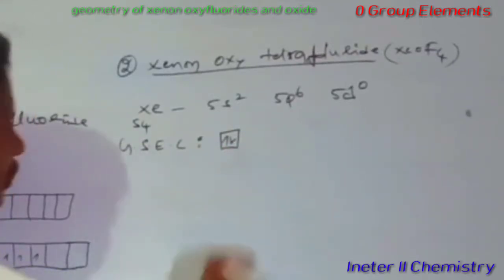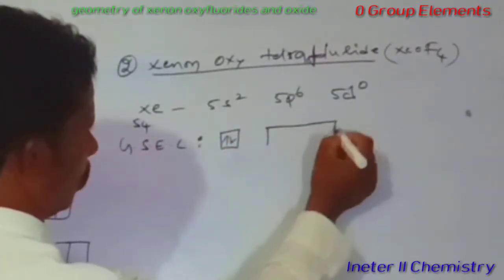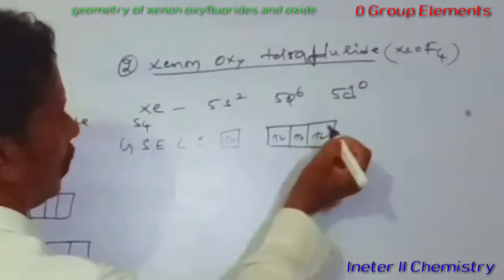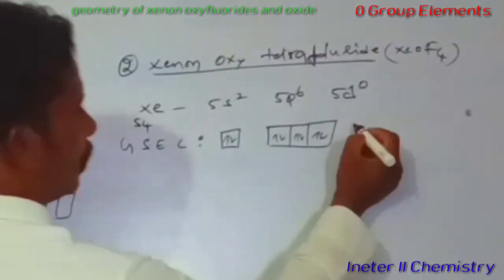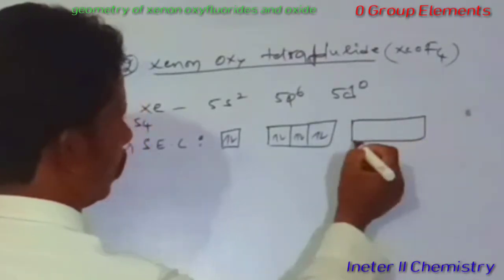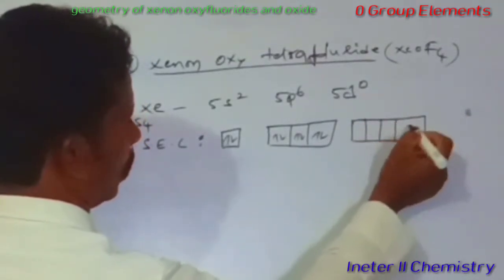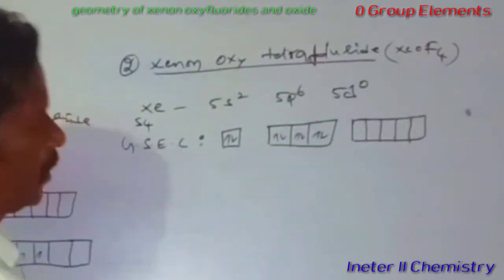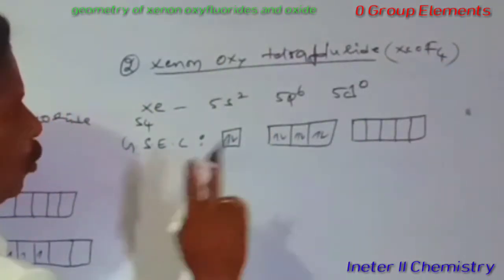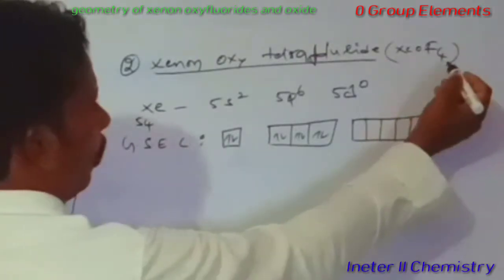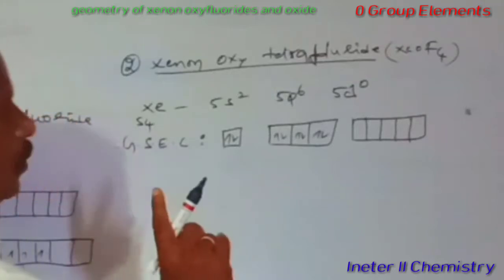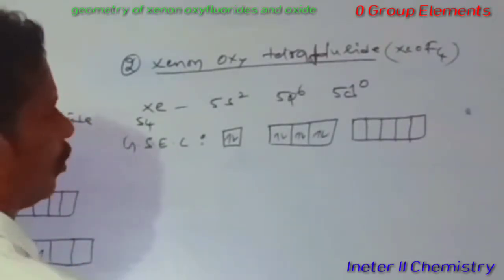How many? 2 electrons in s orbital. How many? 6 electrons in p orbital. The d orbital is a vacant orbital. Here in xenon oxytetrafluoride, how many fluorines are there? 4 fluorines. Only one oxygen is there. So 4 fluorines can form 4 sigma bonds. One oxygen can form 1 sigma bond.